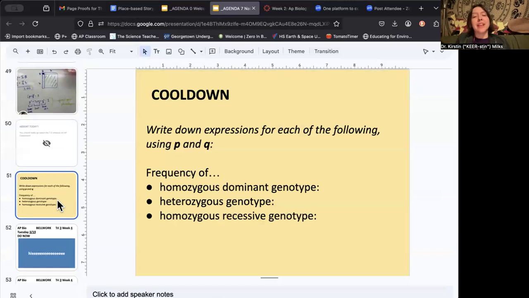So your cool down for today is to write down expressions for each of the following. You can just rewind the video after you've written things down and take care of it.